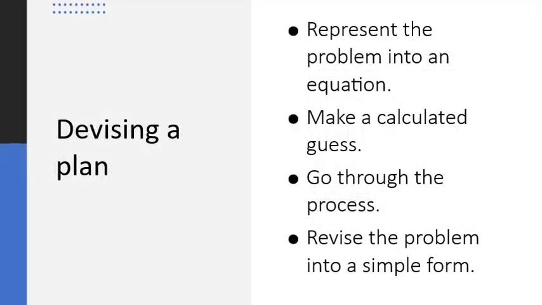Once you have understood the problem, a systematic plan should be made. There are many reasonable ways to solve a problem. Some strategies are making use of symbols to represent the problem in an equation, making a calculated guess, going through the process, or revising the problem to a simpler form. In computer programming, this is devising the algorithm. An algorithm is the step-by-step process to solve a computing problem. You will learn more about algorithms in Programming 1.